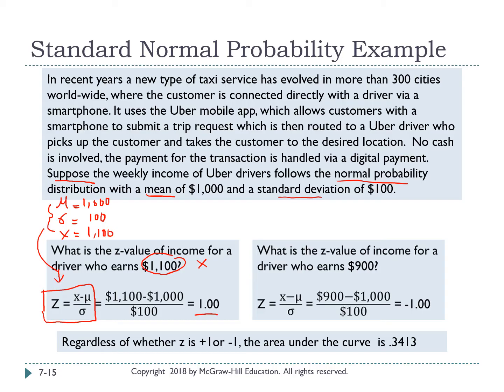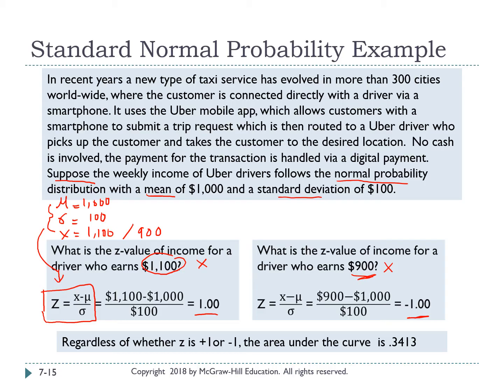So the second question: what is the z value of income for a driver who earns 900? So now your x value has changed from 1100 into 900. So you can simply change the x into 900, and if you plug it into the formula, you should get the value of -1. Okay, so far so good, right?